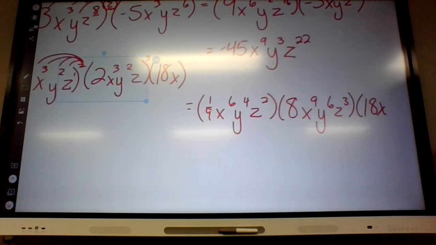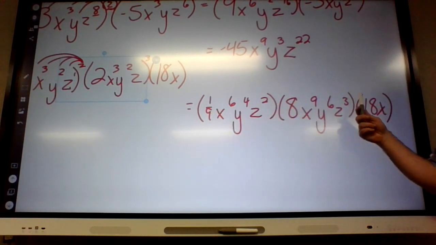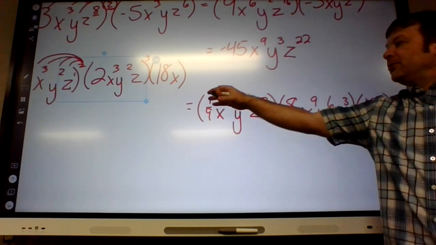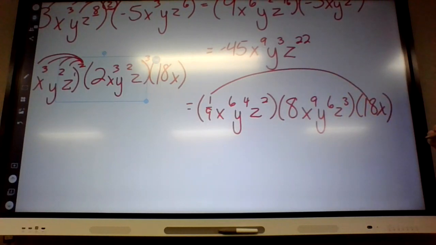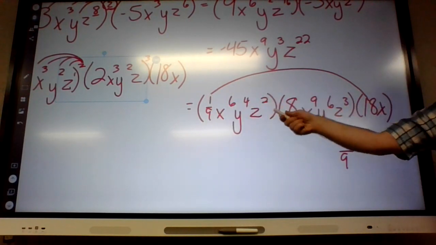Now, done with the exponents, time to multiply. How are we going to multiply? Any ideas? 1/9 times 8 times 18. Two of those are easy to multiply together. 1/9 of 18 is 2. I'm multiplying the stuff together that can. When all of this is multiplied, it's that times that times that times that.